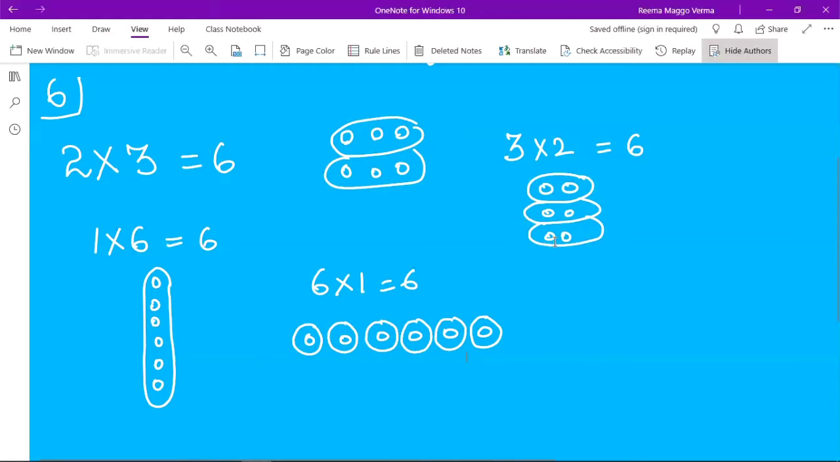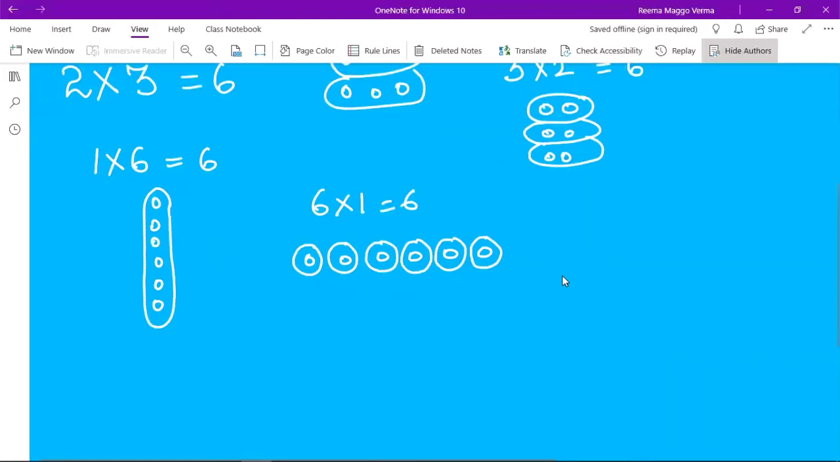So now we can see in the first way we have broken 6 into 2 groups of 3. In the second we have broken 6 into 3 groups of 2. Then in a single group of 6. Then 6 groups of 1. So all these are equal groups.